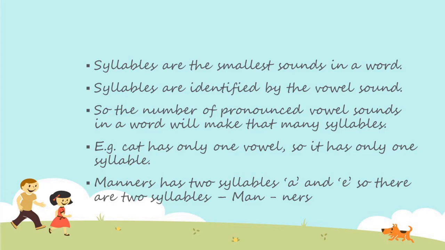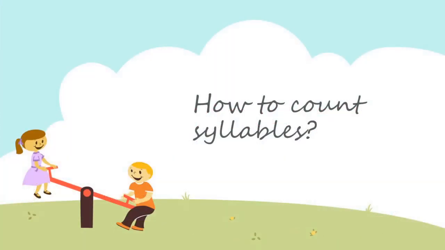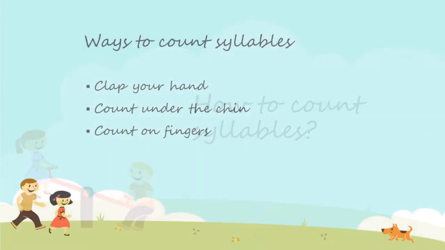So how do you count syllables? Like, how do you know how to count syllables? There are various techniques that you can use to count syllables. Let's take a look at that. 1. Each time you say a syllable, you can clap your hand. So the number of claps will remind you how many syllables there are. You can place your hand under your chin, and every time a vowel is said, you will know that your mouth is closing over a syllable.